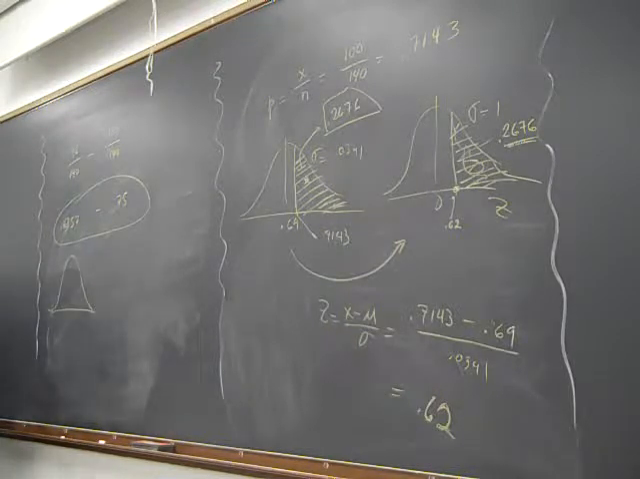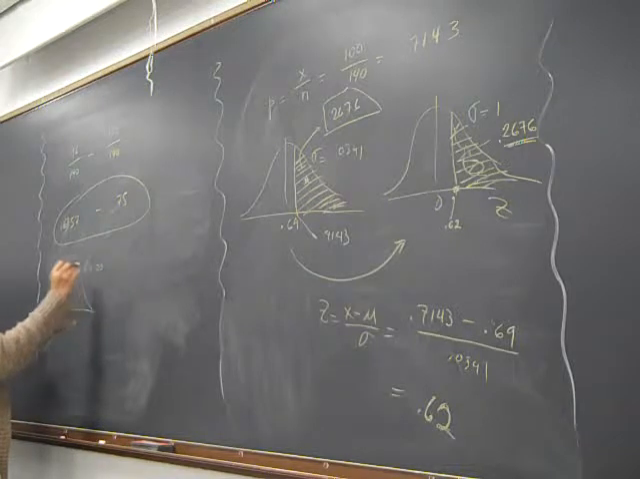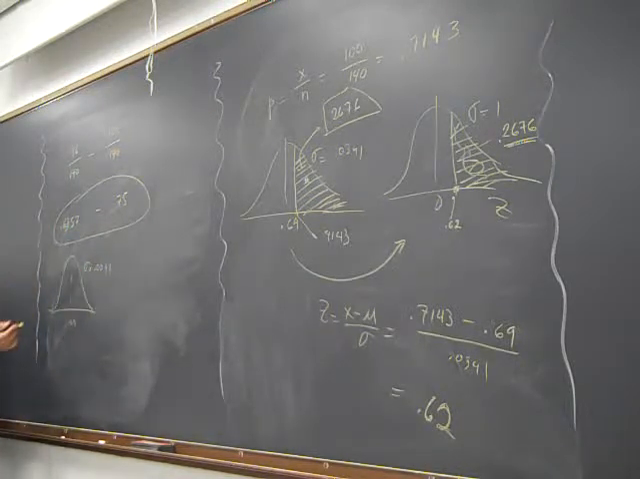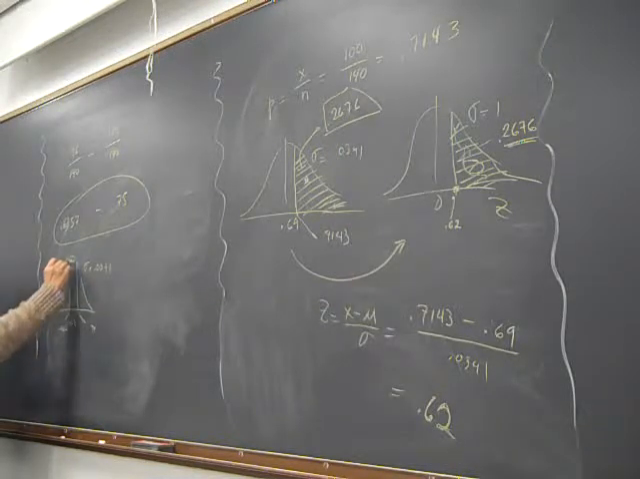Draw it. I do it every time. So this is 0.69, and sigma is equal to 0.0391. And the problem is asking what is the probability that it is between 0.6857 and 0.75. What is this probability?